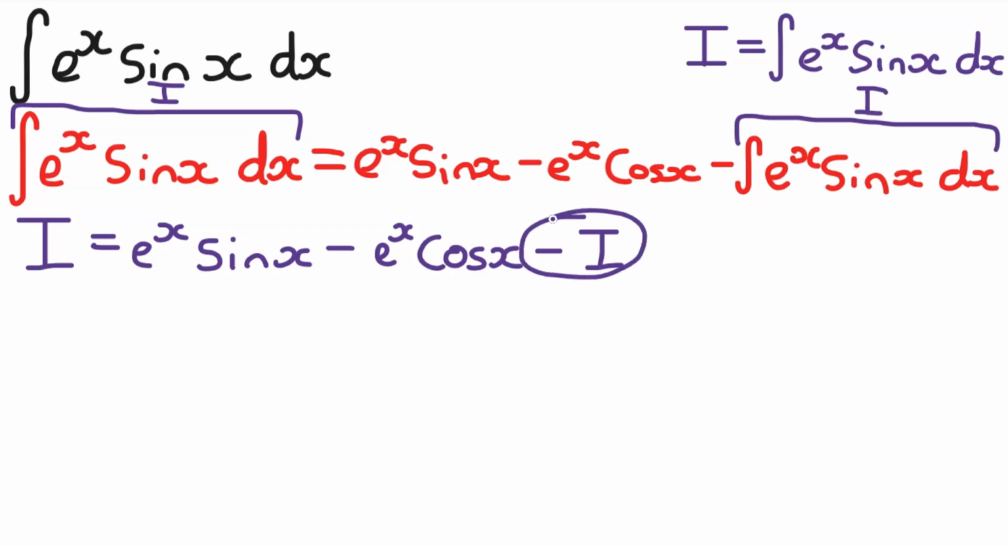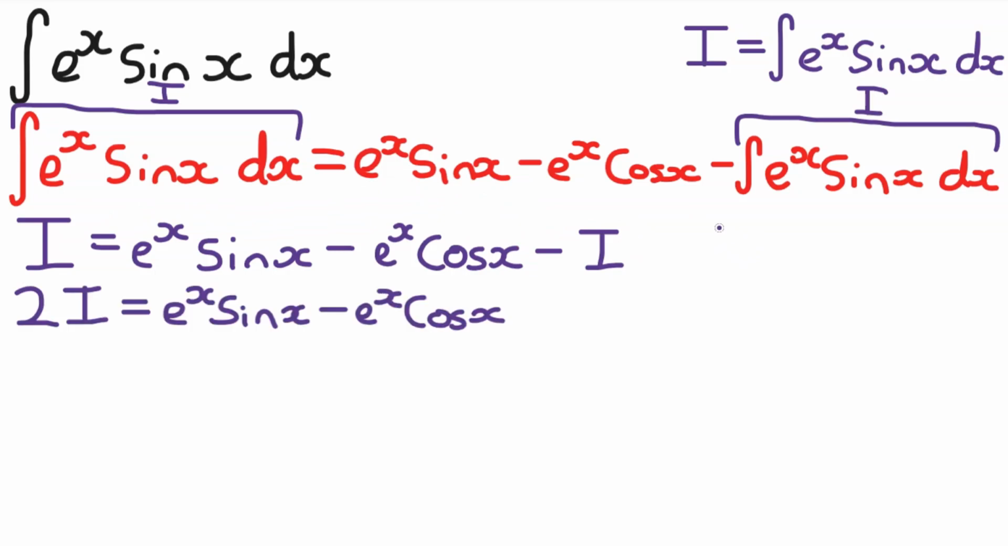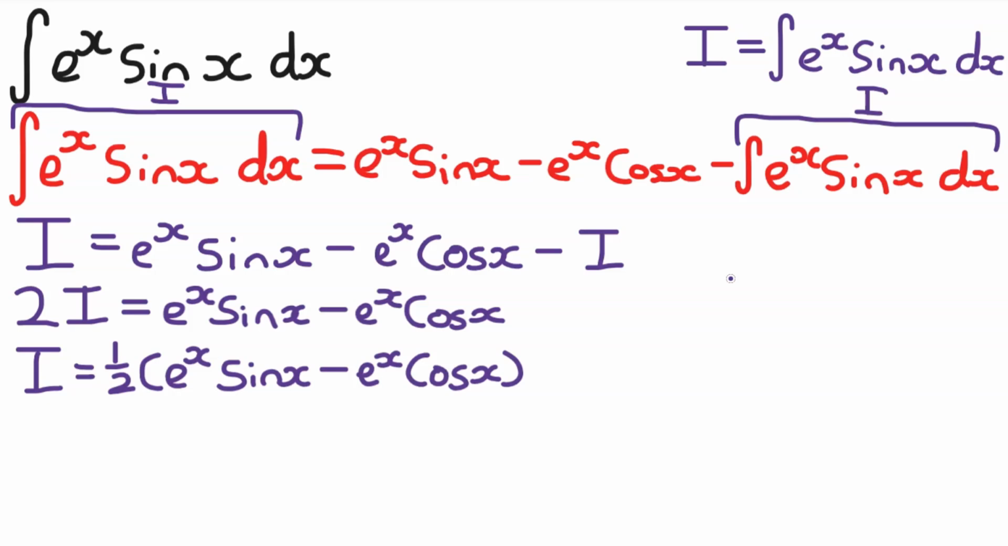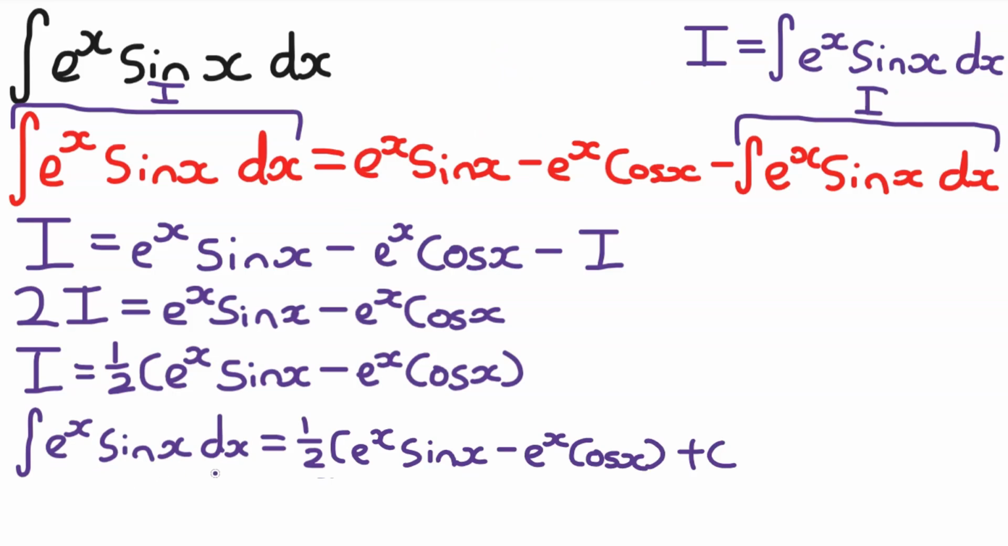And then what we can do is bring this minus I onto the other side of the equation, so it becomes 2 capital I is equal to e to the power of x sin x minus e to the power of x cos x, and then we can divide both sides by 2, so this 2 on this side goes away, so it becomes capital I is equal to half e to the power of x sin x minus e to the power of x cos x, and then we can sub back in this integral here to get that the integral of e to the power of x sin x dx is equal to this here, and this here is the answer.